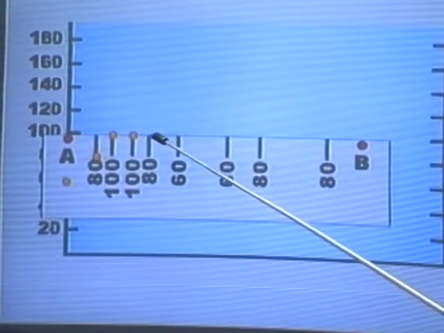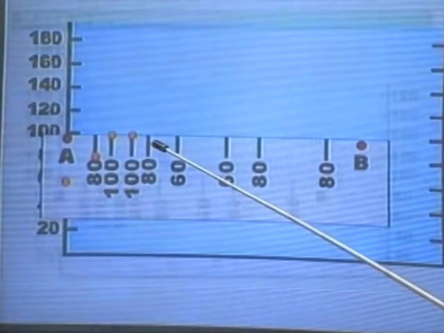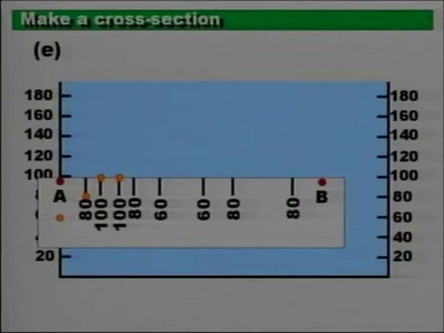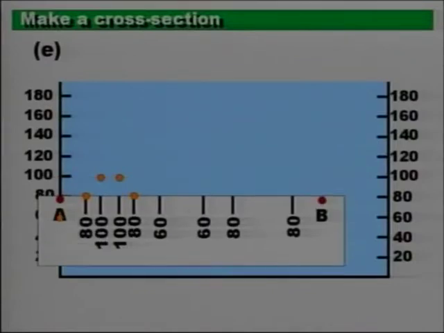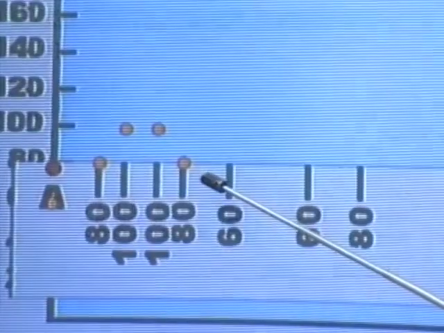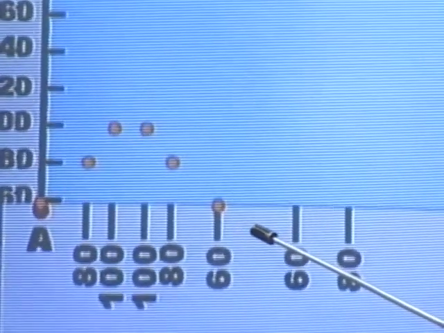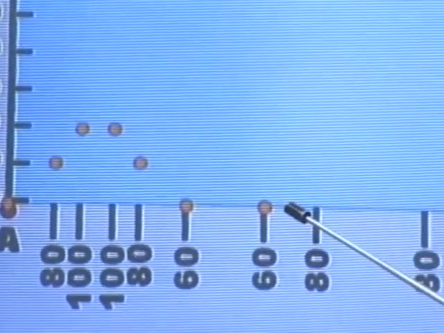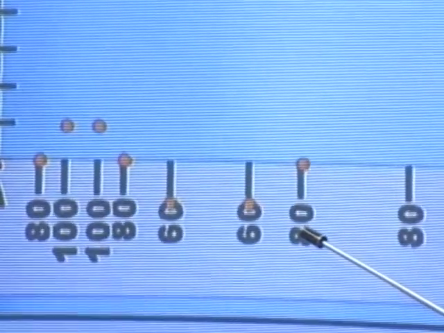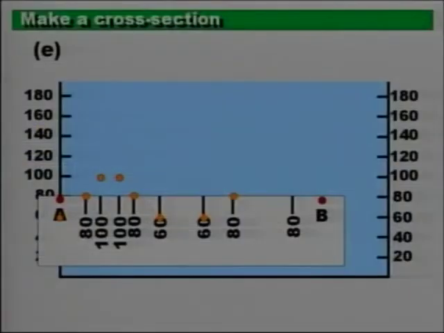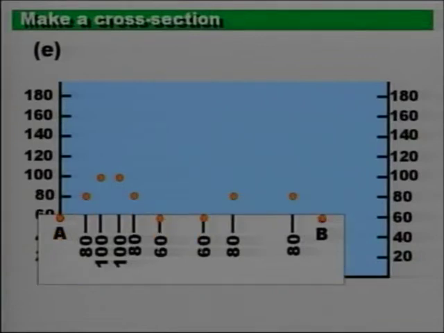And then you also have another 100 meters. So there are two points where the line goes through the 100 meters. So you should have 100 meters and then 100 meters again. Then you come down to 80 meters, down to 60 meters, and then another 60 meters again. Then you go up again to 80 meters, another 80 meters, and finally you should come to B, which should sit at 60 meters.